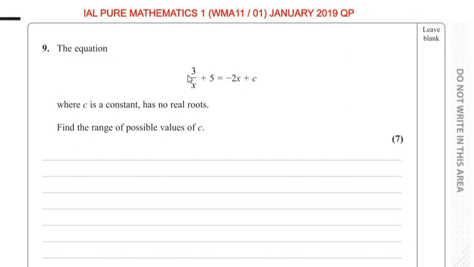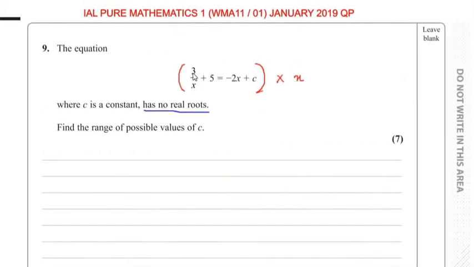The equation 3 over x plus 5 is equal to minus 2x plus c, where c is a constant, has no real roots. Find the range of possible values of c. So here you can see that we have a fraction, that is 3 over x. First thing is we will try to get rid of that fraction by multiplying the entire equation by x.